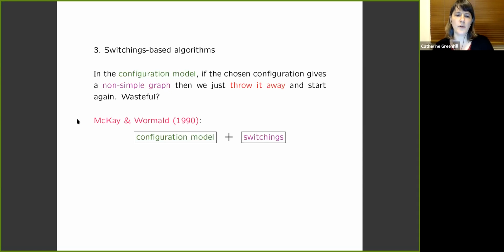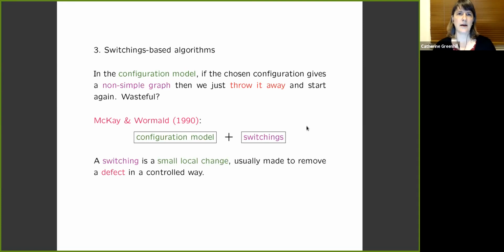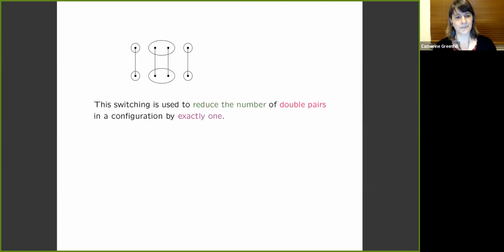So McKay and Wormald had the idea in 1990 to combine the configuration model algorithm with ideas from the switching method for combinatorial enumeration. And I'm going to tell you about this method. So switching usually is a small local change that you make in some combinatorial object to remove a defect, usually in a fairly controlled way. I'll explain a bit more.